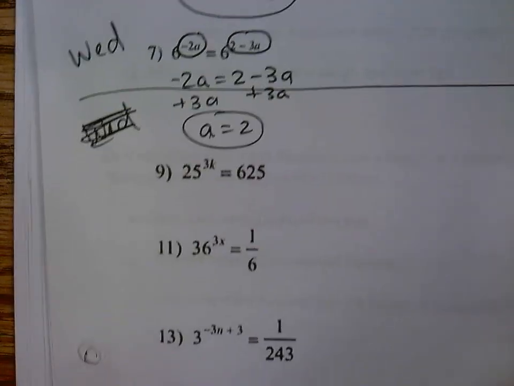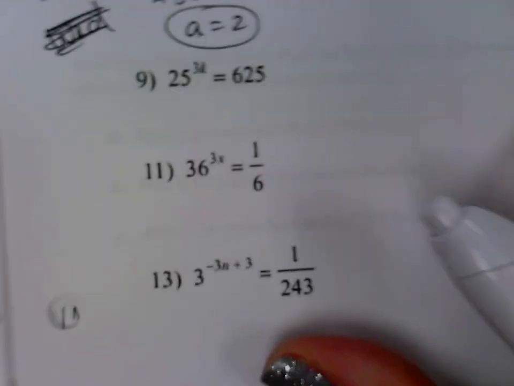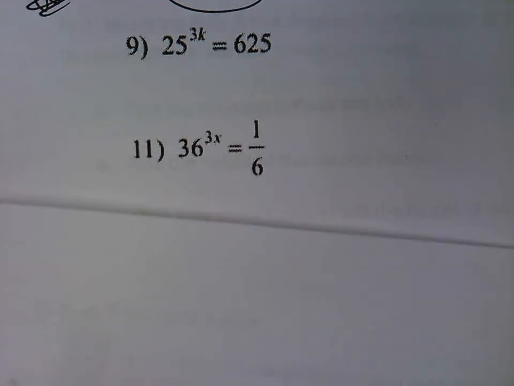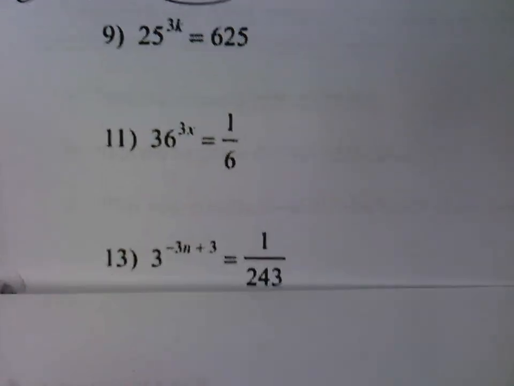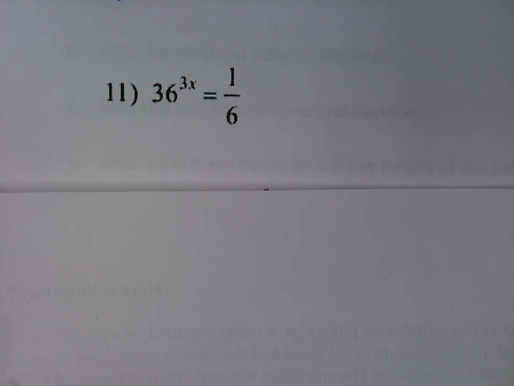So on number 11, I do not see the same base on both sides of the equation. One has a 36 and one has a 1/6. So what can I do? What power family do they both belong to? You're picking an integer between 2 and 9, really. So they both belong to the power 6 family.